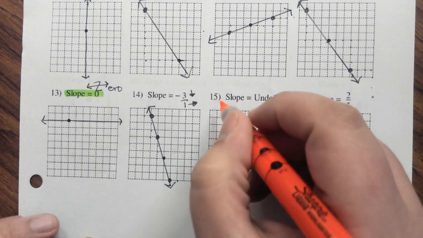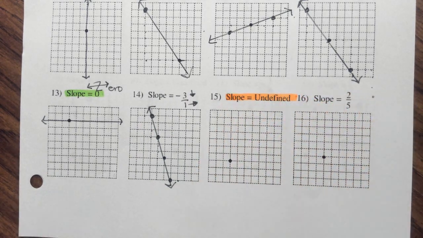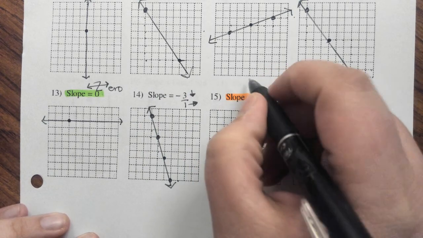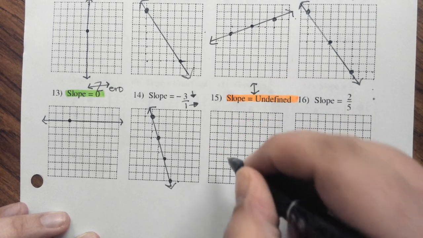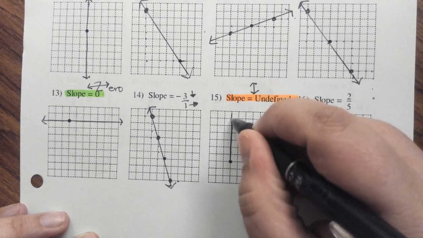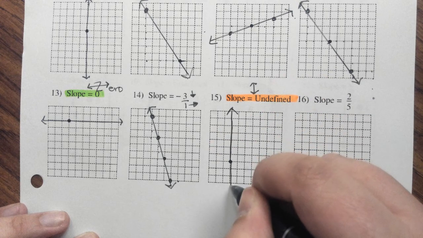In number 15, the slope is undefined. Undefined is a vertical line. So through this ordered pair, you're tracing the vertical line. And then you're done graphing it.